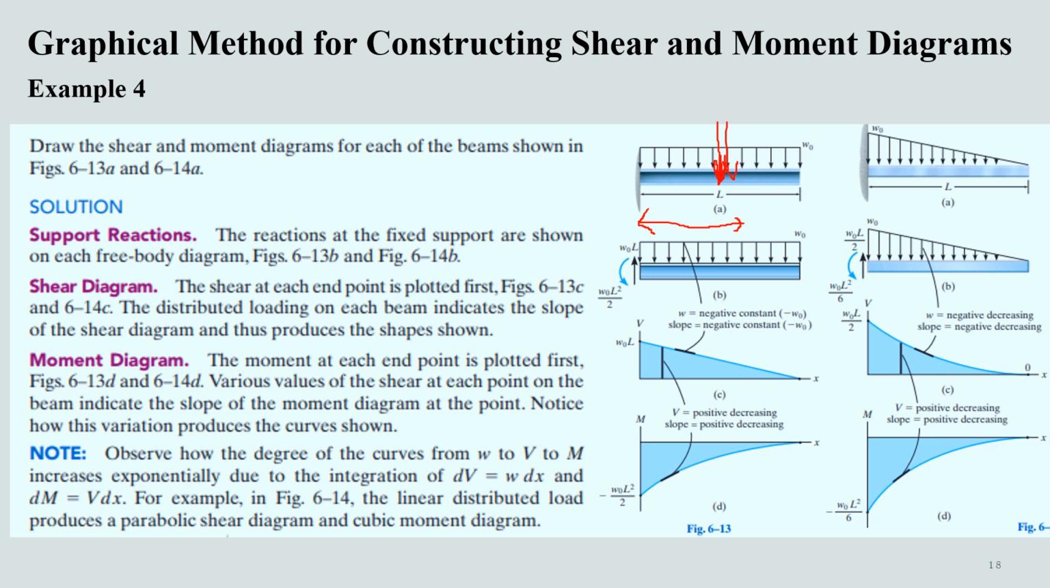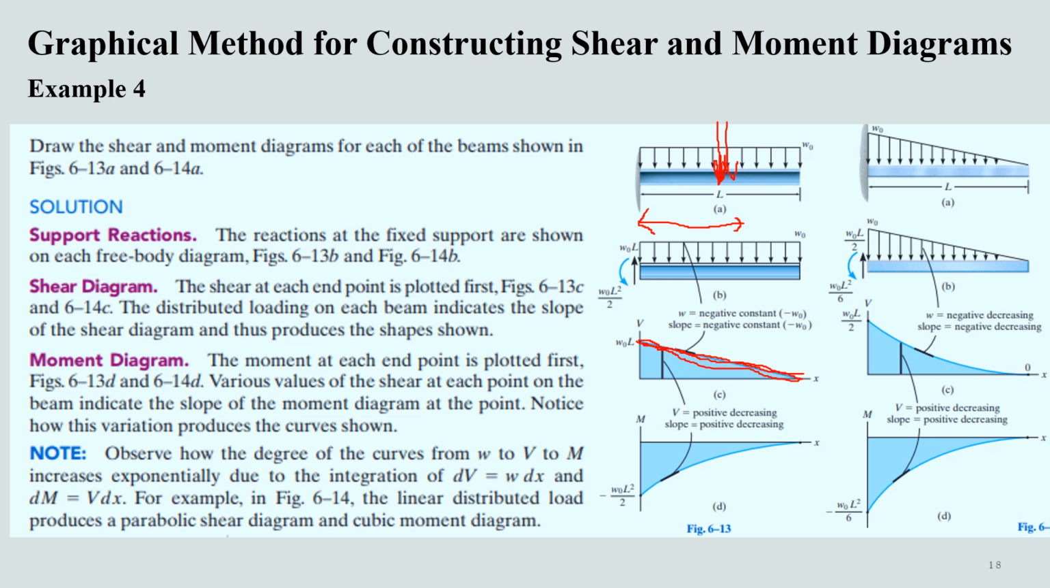We'll start from W naught L, and since we have a UDL, this shear will continuously decrease, and this will be a 1 degree shear diagram. We cannot have a constant shear diagram here, or a shear diagram with a slope of 0, because we are having a uniformly distributed load here.